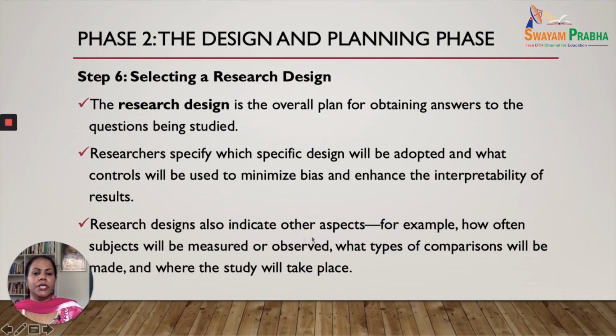Research designs also indicate other aspects, for example, how often subjects will be measured. So here we design this research in a way that we explain everything: the subjects we will be taking in our study, how we will be measuring and observing, what type of comparisons will be made, and where the study will take place. So everything is decided in this step where we are deciding about the research design.